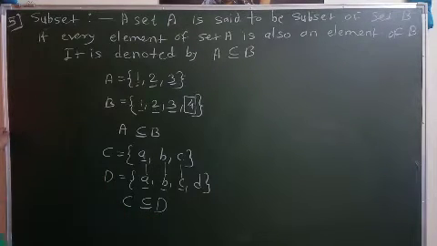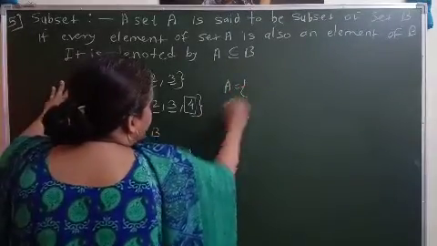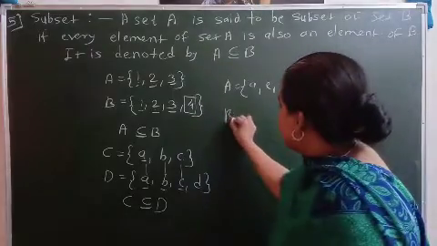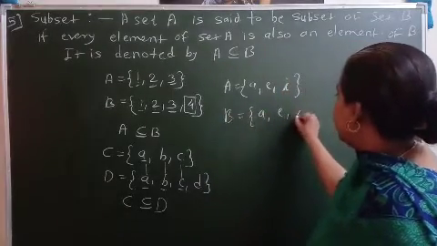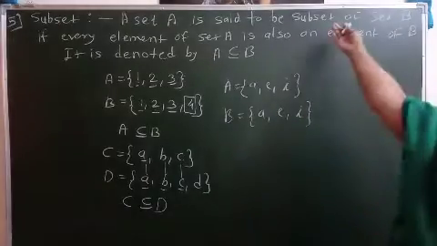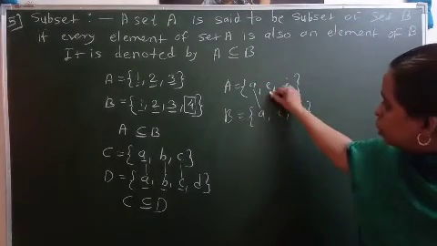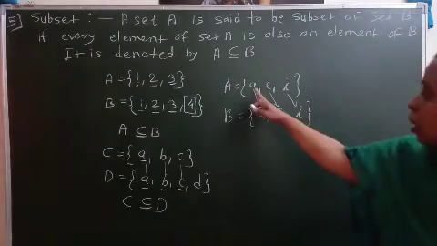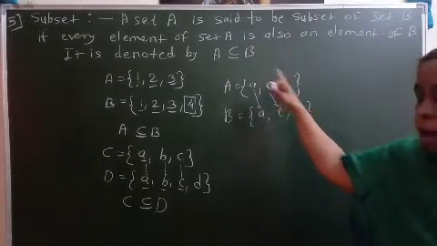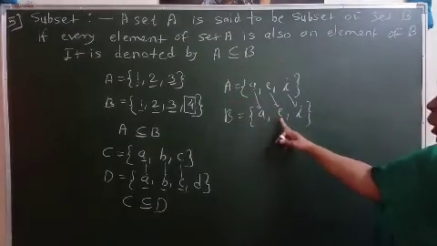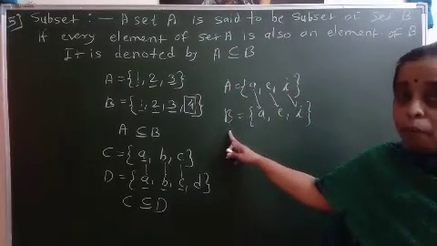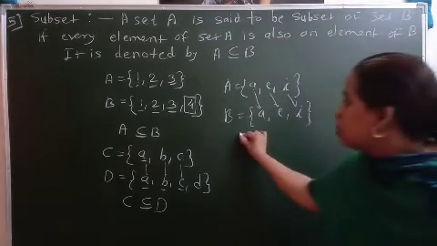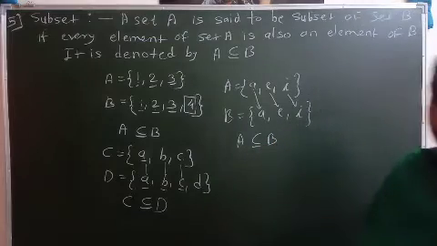Now suppose consider this is A. A is A, E, I. And this is B. Suppose A, E and I. Now read your definition. Every element of set A is an element of set B. A, E and I are elements of A. Also A, E and I are elements of set B. So every element of set A is an element of set B. So A is subset of B, correct?